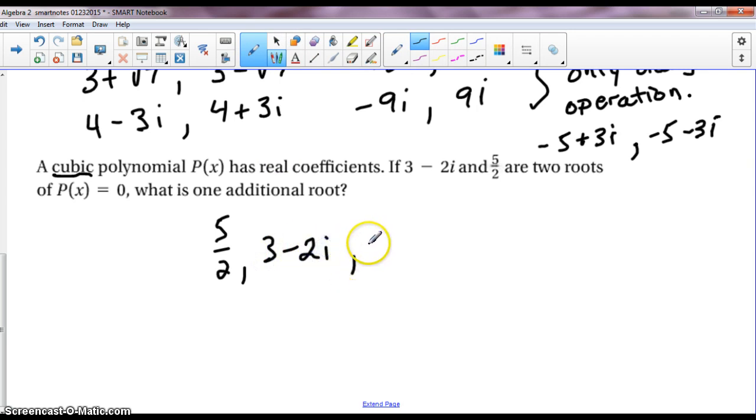And so now use what we just learned. All imaginary numbers come in pairs. So that means we get the other conjugate for free. And we have found all three of our roots.